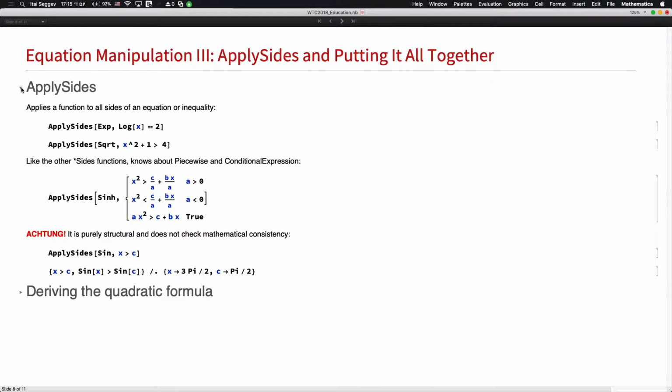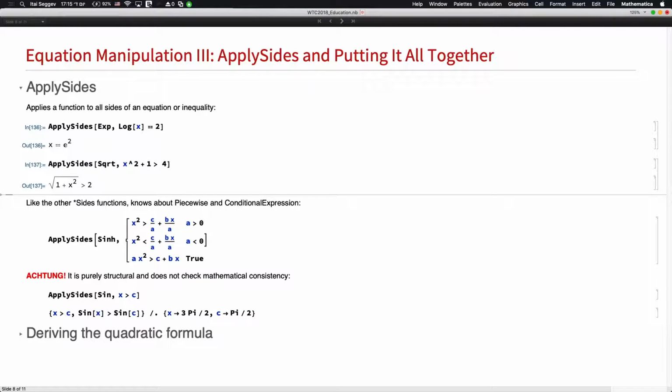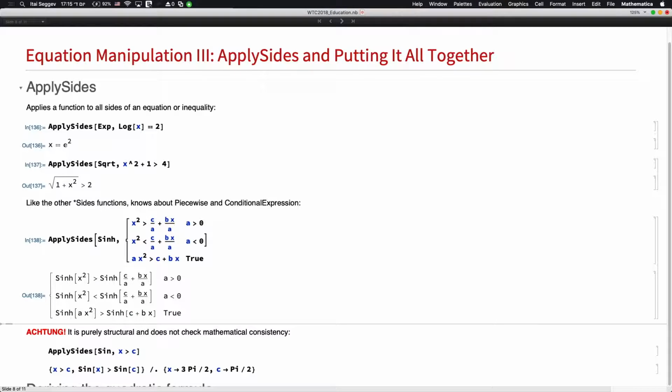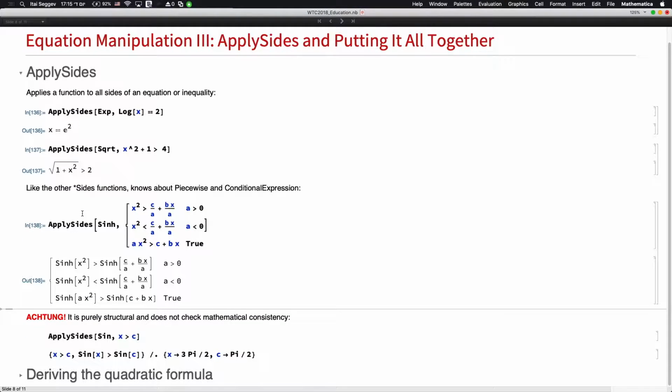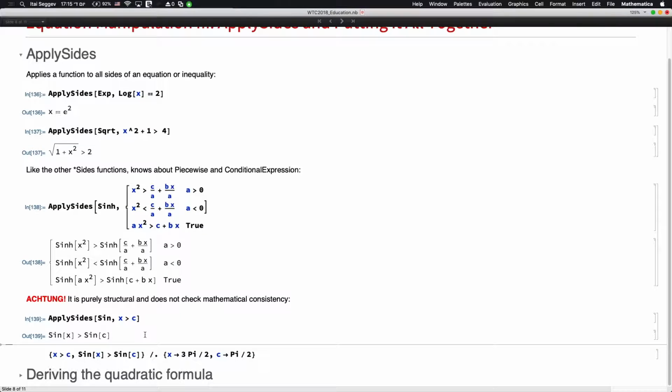So finally, we have ApplySides, which applies a general function to an equation. So you can exponentiate both sides or take the square root of both sides, and it understands all the same things. The one way it's very, very different is it's really a structural operation. It's not going to verify that what it gives to you is still mathematically equivalent, because that's really, really hard or impossible. So for example, here it took the sine of both sides, but that's obviously not equivalent. Sine of A greater than sine of B is not equivalent to A greater than B.